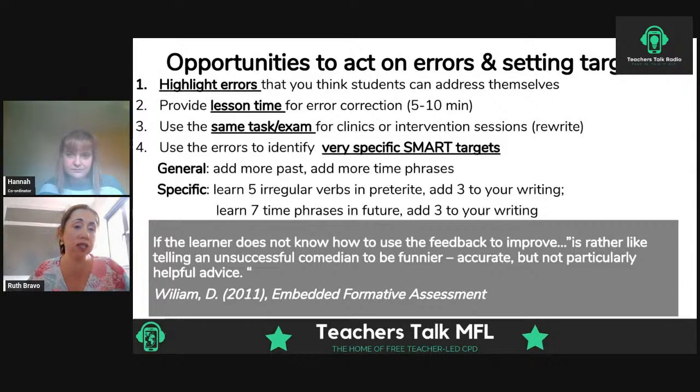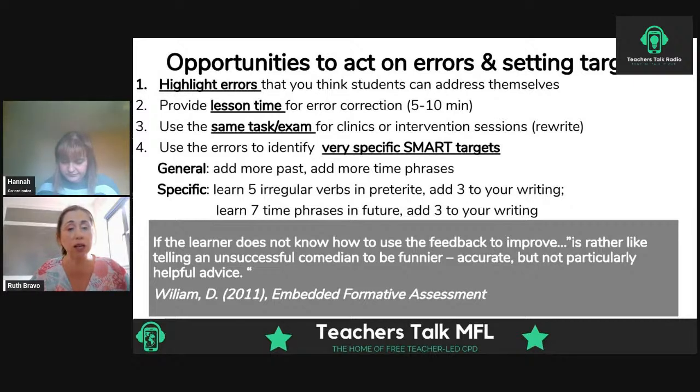So what the students need is opportunities to act on errors, and they need opportunities to set targets, both to receive targets that we set as the expert and professional person in the room, but also eventually we hope that they can set their own targets by reading our marking. So any errors highlighted, students have got to address themselves. Particularly, we are dealing with minor errors like accents or gender agreements or word order. Provide a bit of lesson time for that self-correction. That's going to develop their self-efficacy.